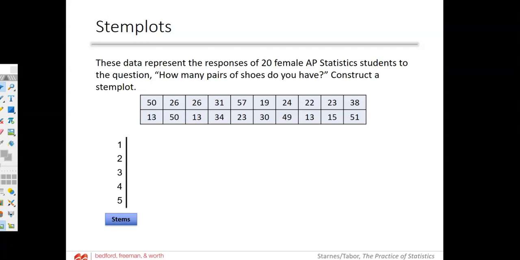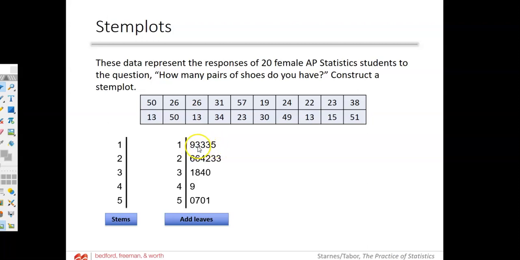Personally, I do it differently from what this PowerPoint says. The PowerPoint says to go ahead and just make your leaves now. I would have put the numbers in order and then made my leaves. I like to do it that way. But what they did is, so what is a leaf here? Like this 9 here, right next to the 1. That means the number 19. So these to the right are all the ones digits.